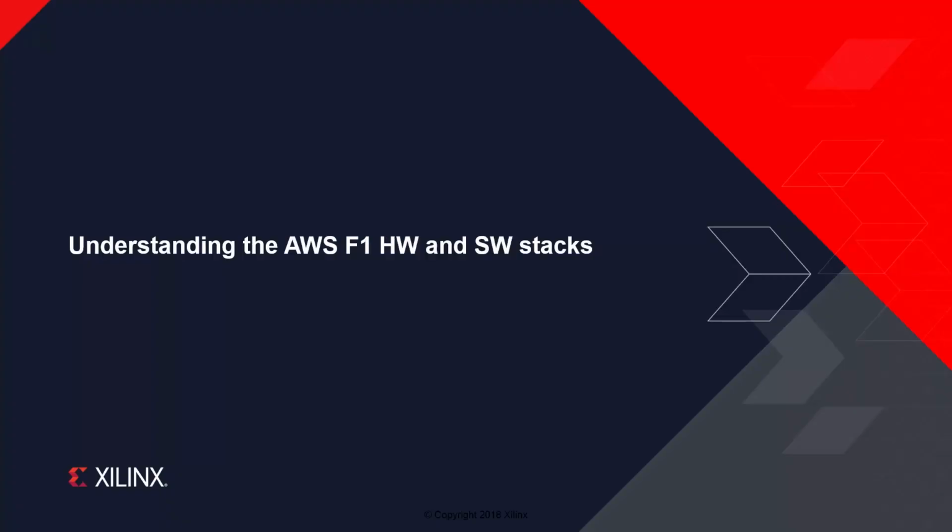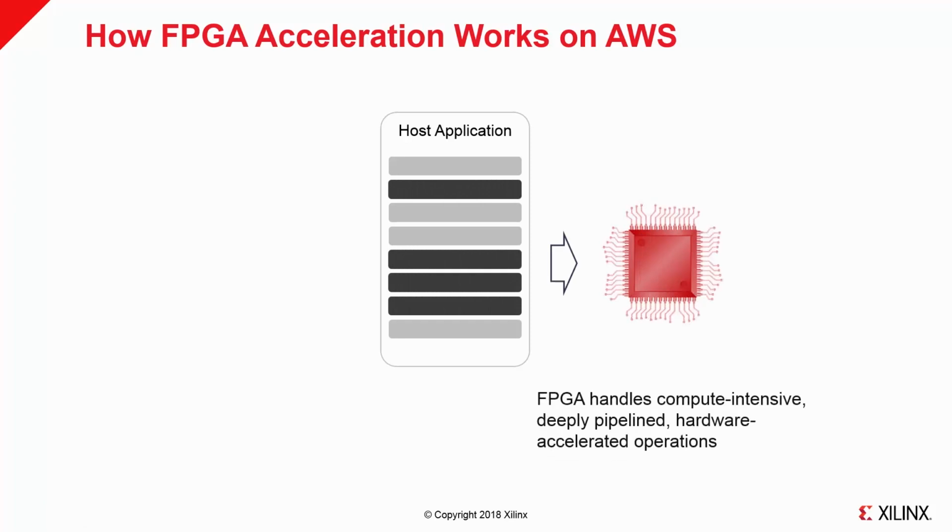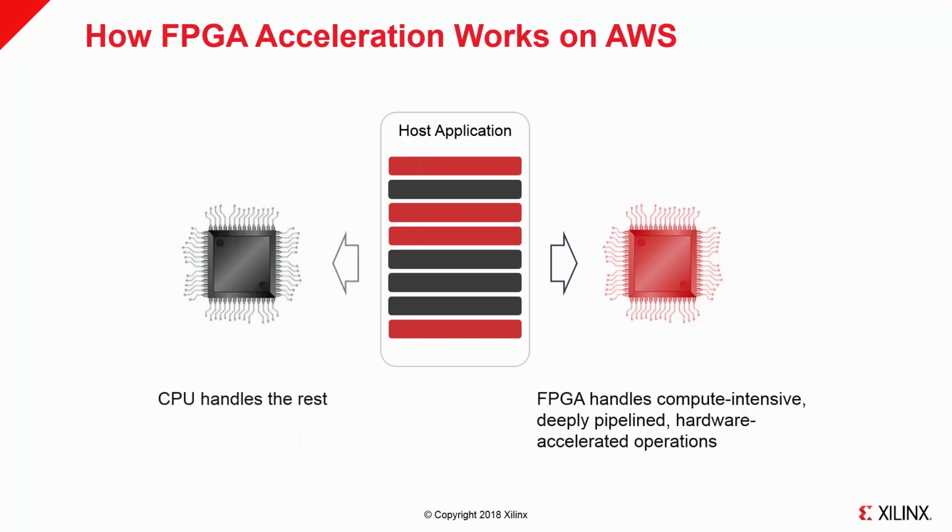During this section, we'll look at the F1 hardware and software stacks in more detail. The primary motivation for running on F1 is to accelerate compute-intensive and performance-sensitive applications and workloads. On F1, acceleration works by offloading a portion of the compute-intensive and deeply pipelined parts of your application to the FPGA, where customized hardware accelerators provide the needed performance boost. The rest of the application executes on the x86 host CPU. Communication between the CPU and the FPGA is carried out over PCIe. In the next few slides, we'll look in more detail at that communication from the CPU to the FPGA and how it actually works.